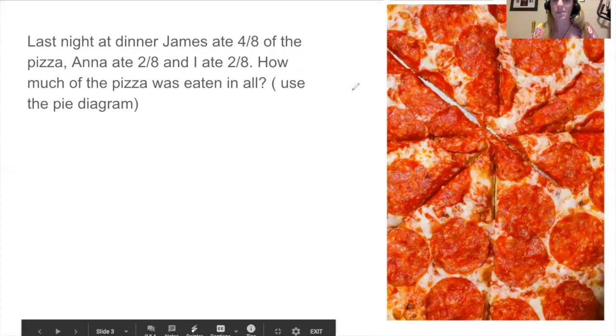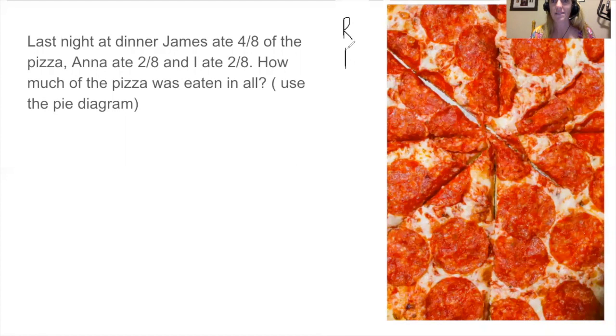We're going to use the strategy read, plan, solve. So the first step we're going to do is read. Last night at dinner, James ate 4/8 of the pizza, Anna ate 2/8 of the pizza, and I ate 2/8 of the pizza. How much of the pizza was eaten in all? Use a pie diagram. Now we're going to plan. Well, we know that in all means that we are going to need to add.